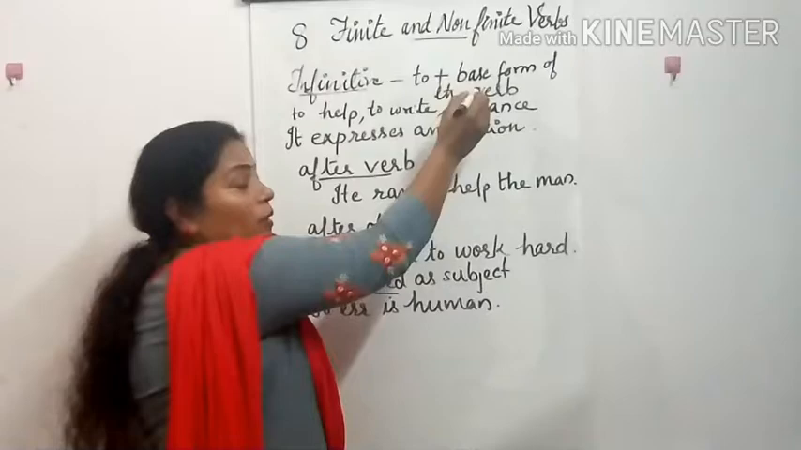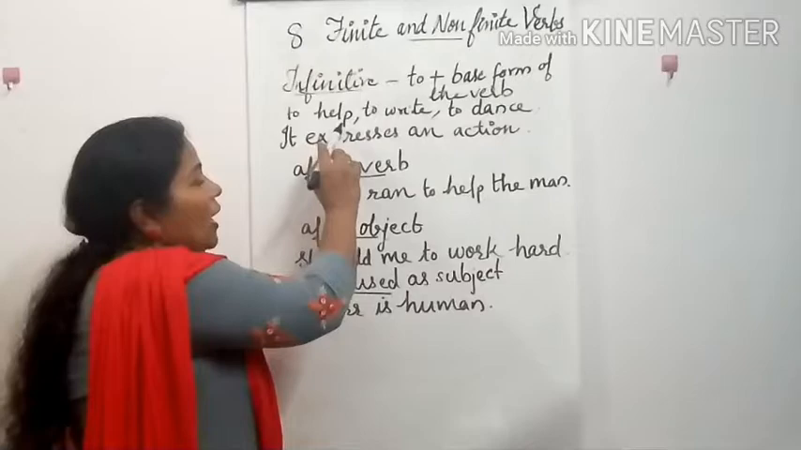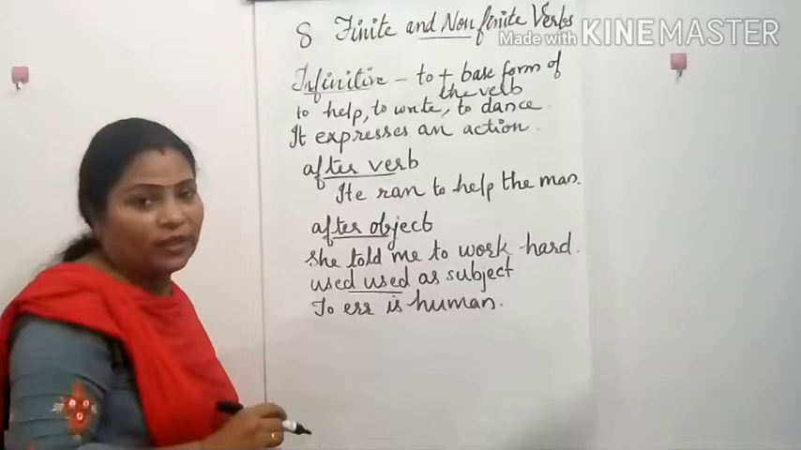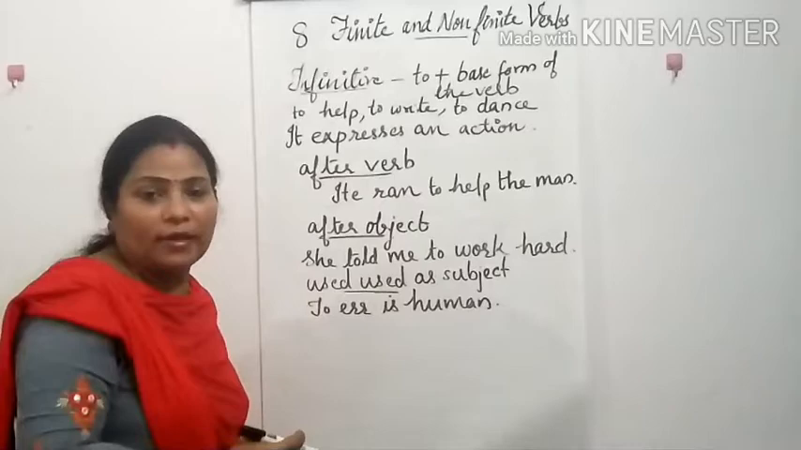So base form of the verb, with the word 'to', but it should be in the front. Then it is an infinitive. For example, here: to help, to write, to dance. All these are verbs with 'to' in front of them. It expresses an action. It is naming an action. Okay? An action, which is to help.